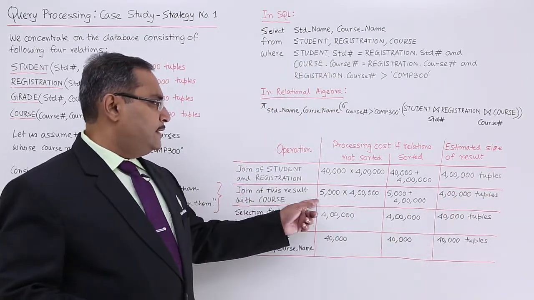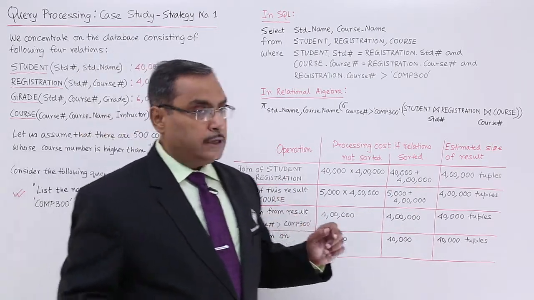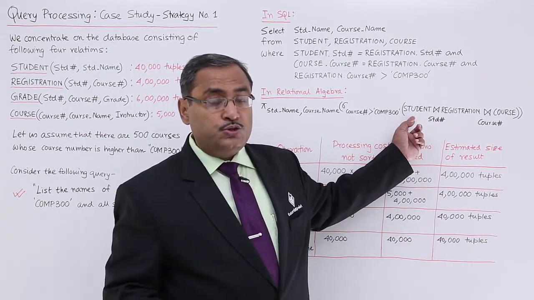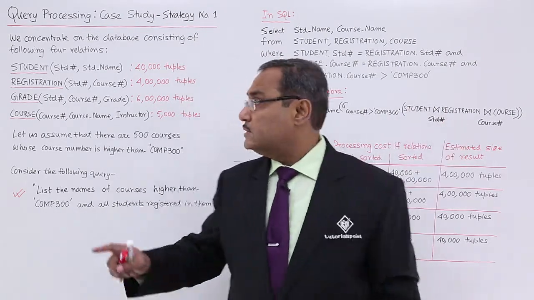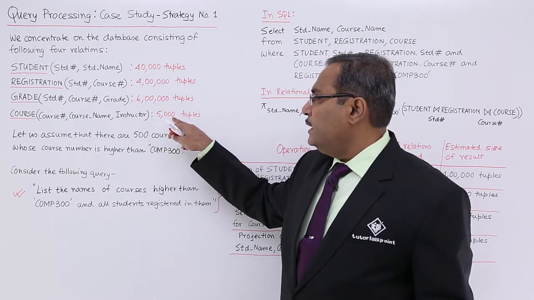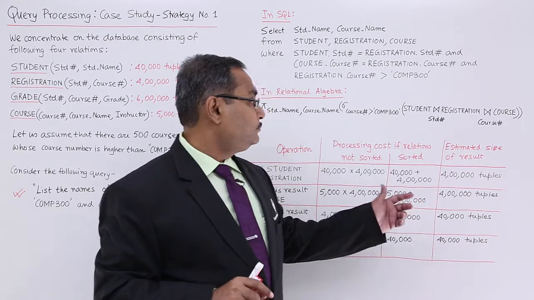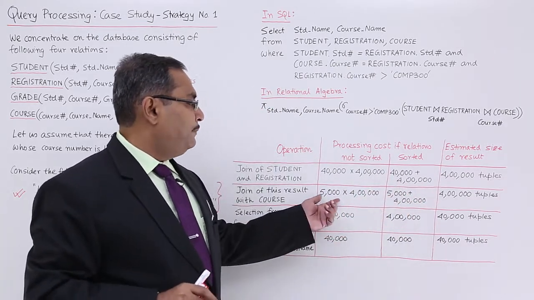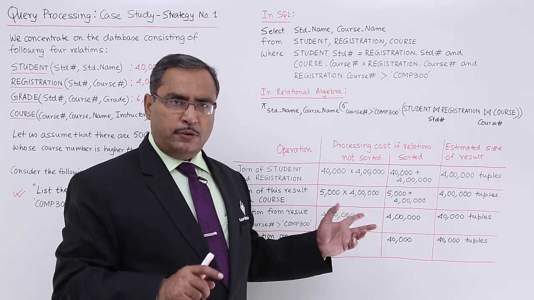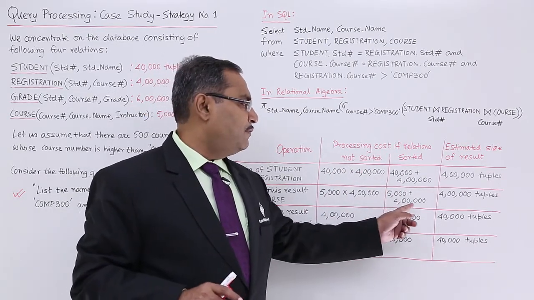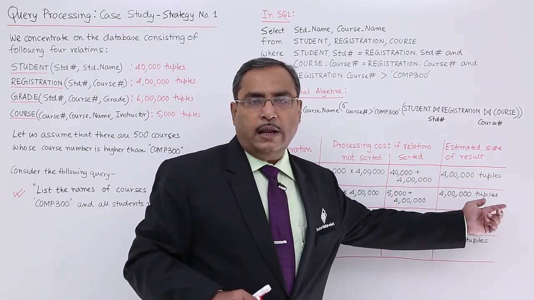So join this result, this 4 lakh tuples, with this course. How many courses are there? Here the number of tuples in the student was 40,000, not 5,000, 40,000. It is our 4 lakhs. So everything has been mentioned. How many tuples are there in the course relation? 5,000 tuples. So here we will be having 5,000 into 4 lakhs for this resultant table when they are not sorted, same logic. Otherwise 5,000 plus 4 lakhs, so it will be for the sorted. And then I will be getting this 4 lakh number of tuples.